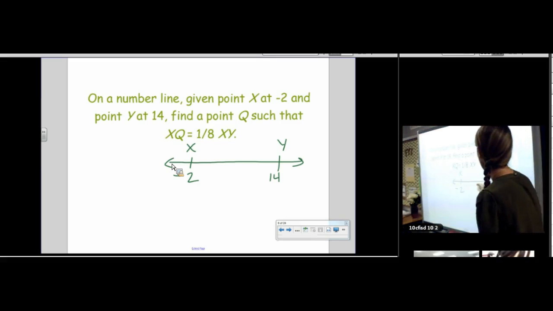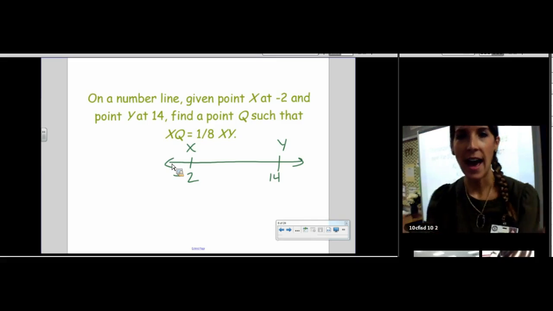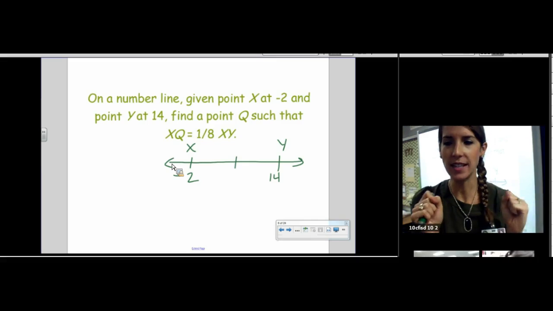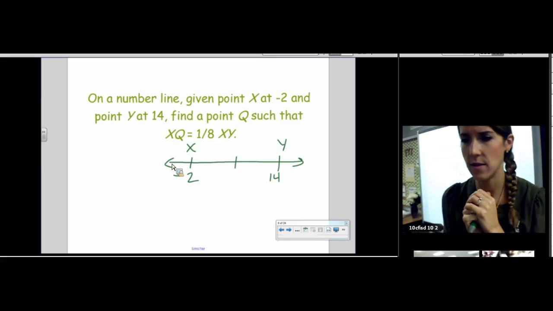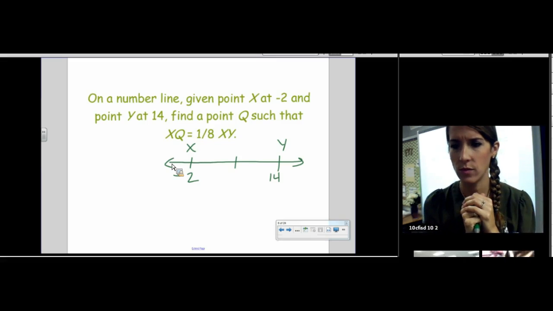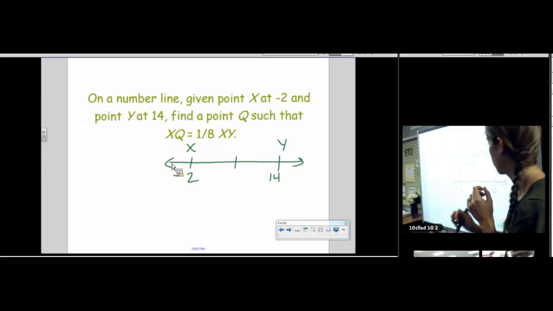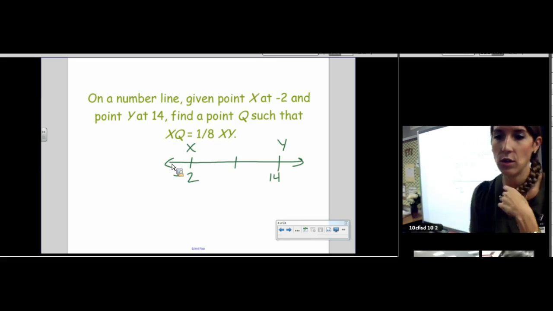Okay, let's do it. Let's find the midpoint. What's the midpoint? Add them up and divide by 2. Ooh, we're getting such good practice with this. Add them up and divide by 2. What do you get? 6. Yep. 14 plus -2 divided by 2.